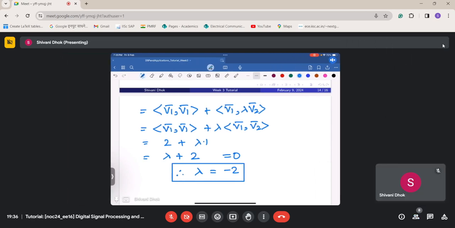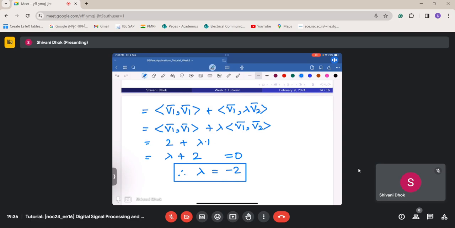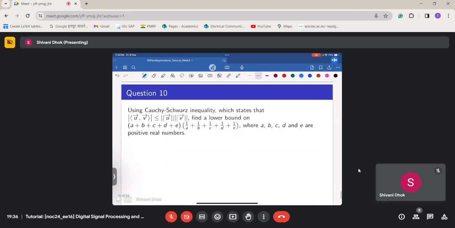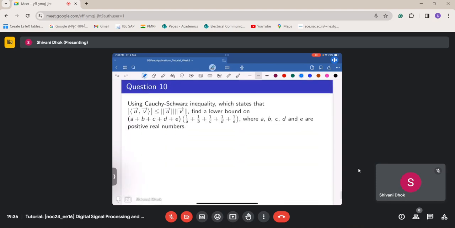Any questions? Okay, if there are no questions, then let's go ahead with the 10th question that I have planned to take today. This is also a question from last year's assignment, and probably this kind of thing might help you to find some upper bounds or lower bounds, whatever is asked in your assignments.